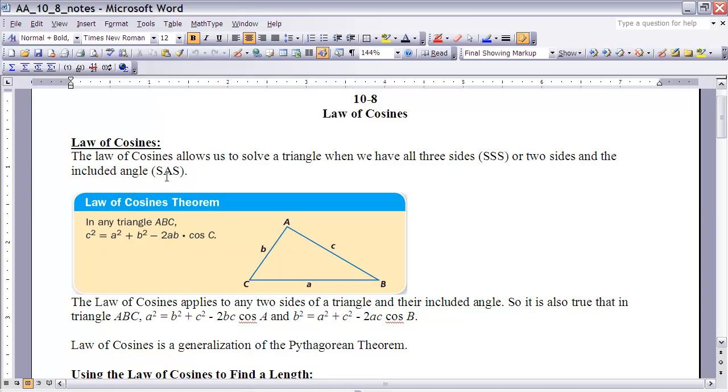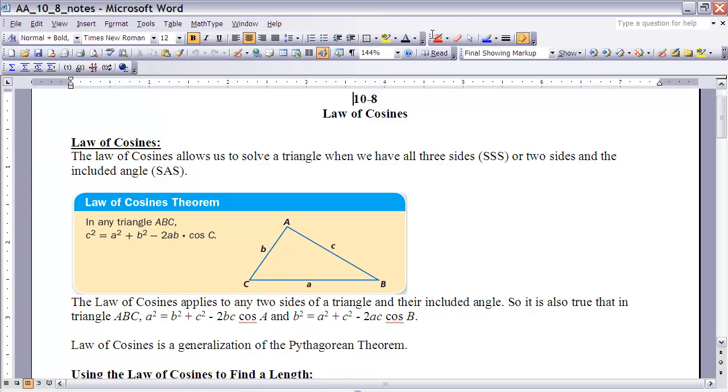Now in your book they go through a proof for the law of cosines. I'm not going to spend time with that proof. We can maybe talk about it a little bit in class, but I'm going to just present what the law of cosines is. It basically says that c squared is equal to a squared plus b squared minus 2ab cosine of c.